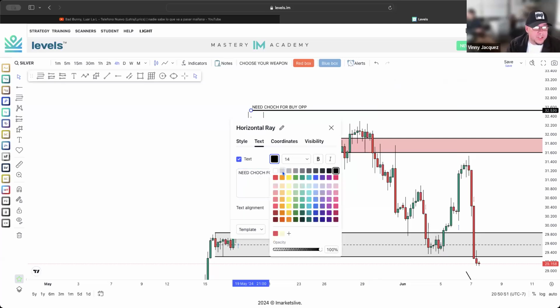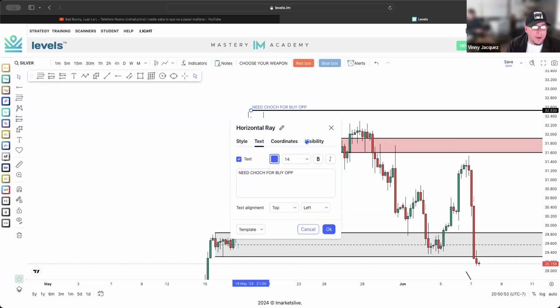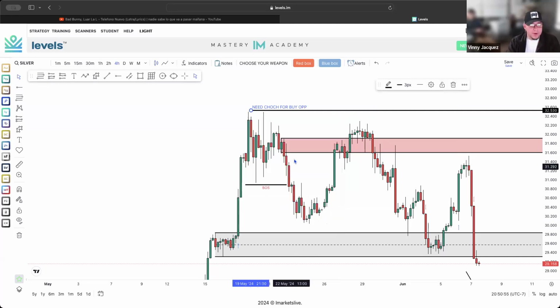I need a change of character for a buy opportunity. Now, notice, once we hit this starting point, market starts to break down. We get in there, higher high, we get a nice rejection. This starting point puts you in blues, right? And then we go higher.